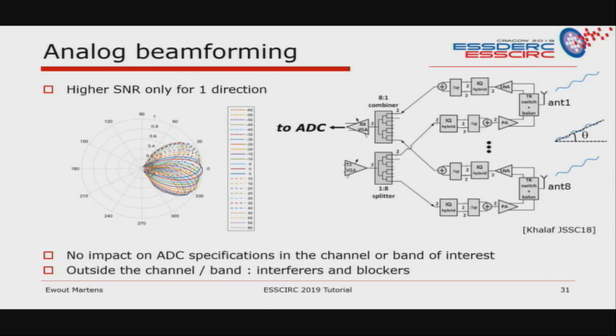Of course, if you then look at the ADC in the specifications, there's actually not a lot of impact for the channel that you want to receive, because all that the ADC sees is the same as if it was with just a single antenna with a larger input signal. Of course, that's inside the band. Outside the band, there are blockers, there are interferers, and so the phase shifting, for example, usually works at one frequency, and at other frequencies it works less, so you can end up with larger interferers there.